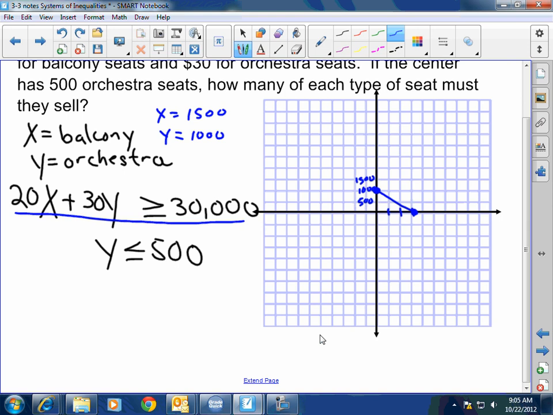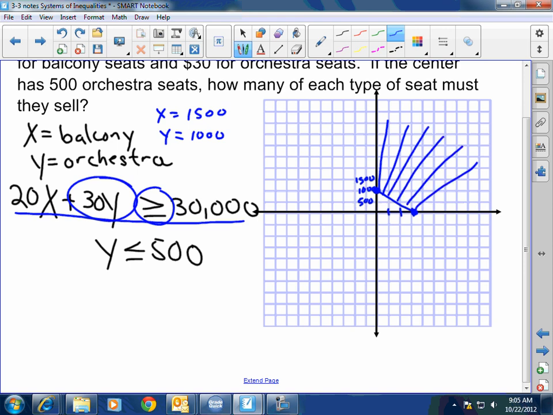Can I go into the negative sides? No, I cannot go into the negative sides. Now, oh wait, we forgot the shade. Go above or below? It's greater than and there's no negative, so I go above. So it's going to be any of this up here.